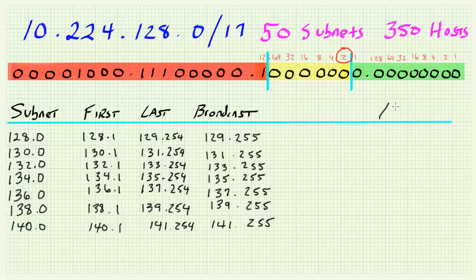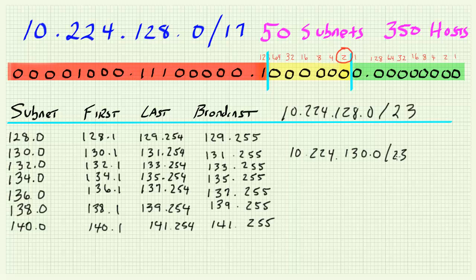It's going to be a /23, right? So we could write out 10.224.128.0/23. That's our first subnet. Guess I should have written that down a little bit. Our next one would be 10.224.130.0/23, and just right on down the line.